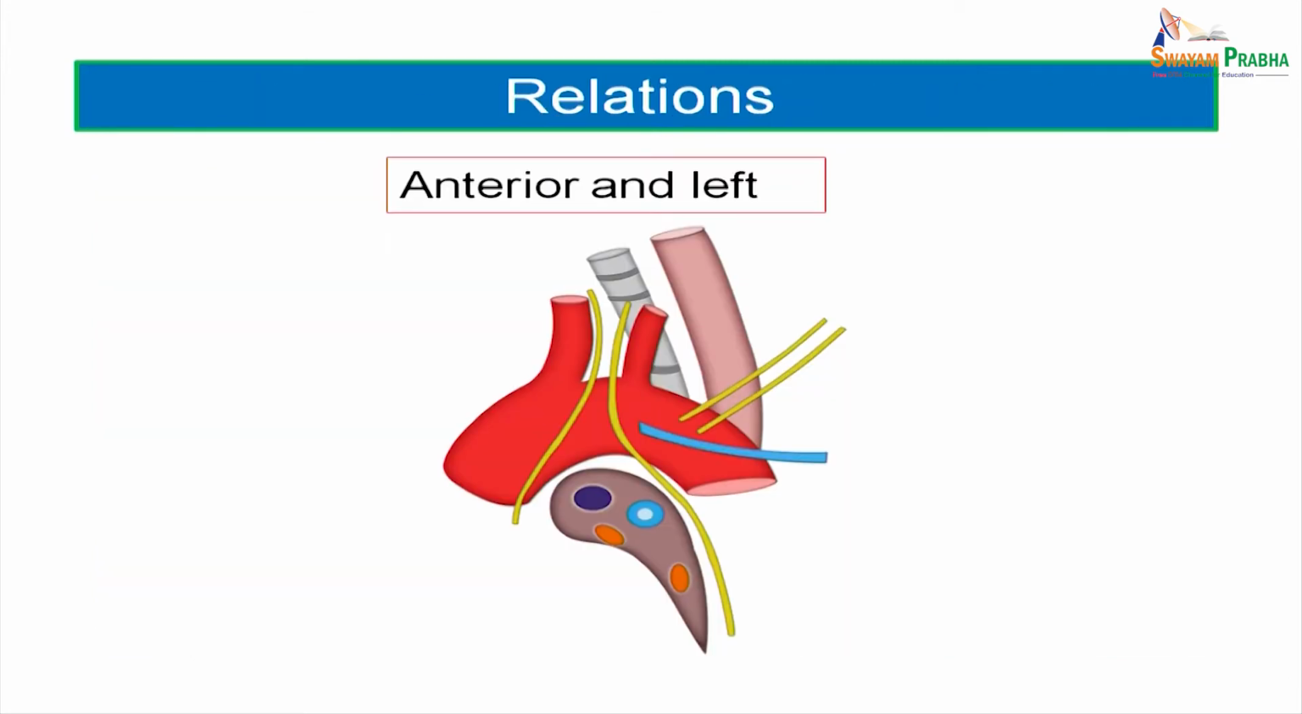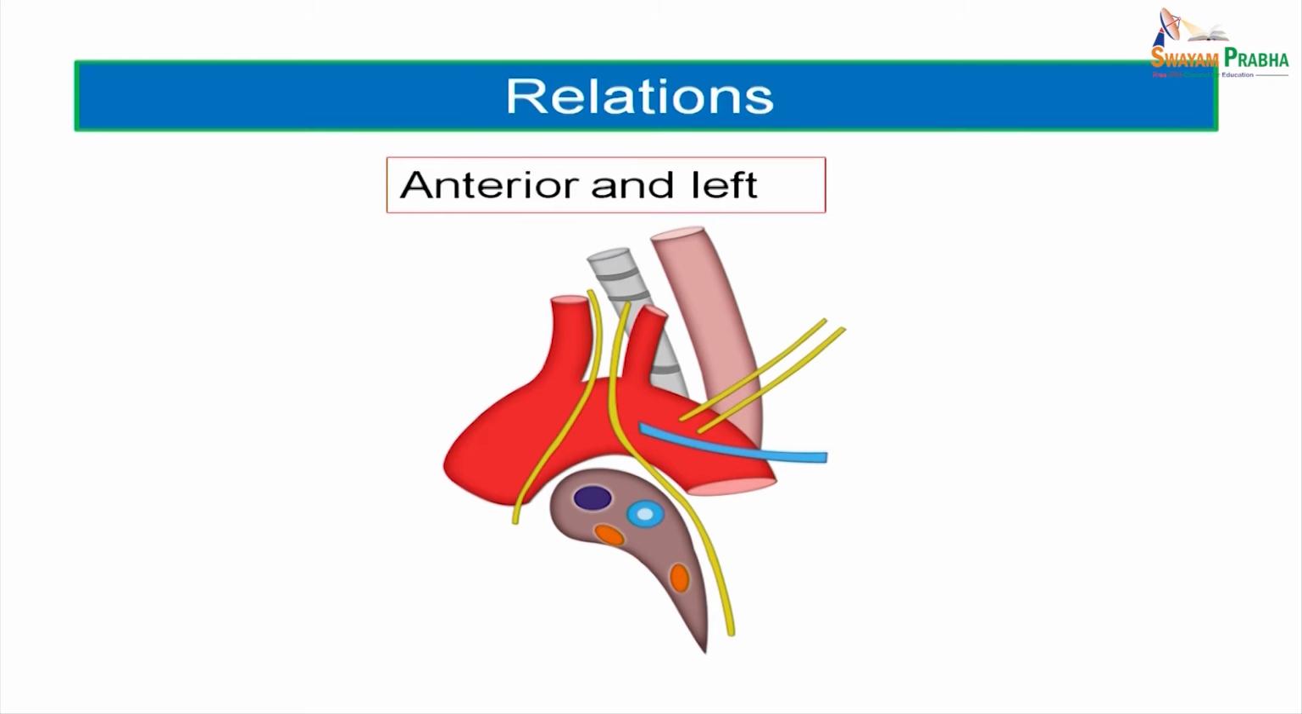So, next let us move on to the relations. So, these relations can be grouped as relations which are present anterior and to the left, posterior and to the right, superior relations and inferior relations. So, the reason why we are choosing anterior and left is because the arch is coursing backwards and to the left.